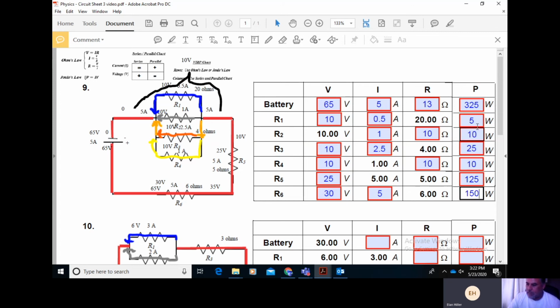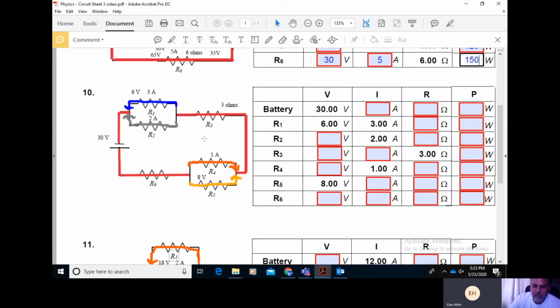Now, last step, let's go ahead and add up all 6 of these resistor powers and see if it adds up to 325. So 5 plus 10 plus 25 plus 10 plus 125 plus 150. Indeed, it does add up to 325 watts. We know we did this circuit correctly. Let's move down to circuit number 10.